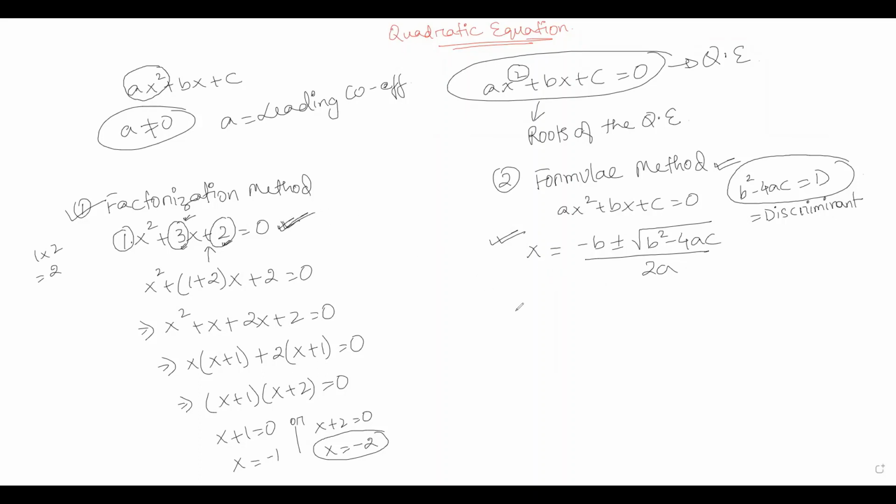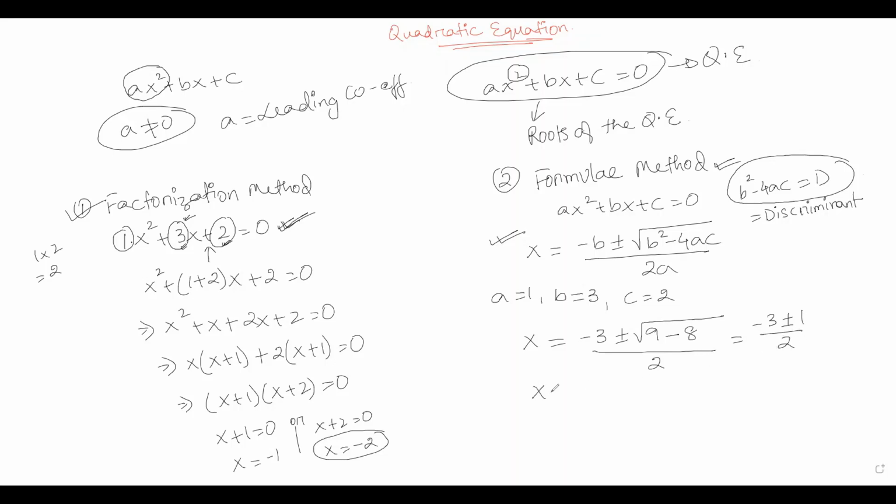So for this quadratic equation, the value of the leading coefficient a is 1. The coefficient of x, b, would be 3 and the constant term c would be 2. So if I simply use the values of a, b, c in this formula, the roots would be x equals to minus 3 plus minus under root of b square minus 4ac, that is 3 square, which would be 9, minus 4 times 1 times 2, that would be 8, upon 2a, that is 2 into 1, which would be 2. So this would be minus 3 plus minus under root of 9 minus 8 would give us under root of 1, that is 1, upon 2.